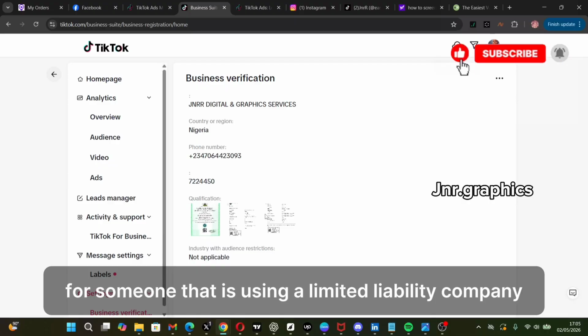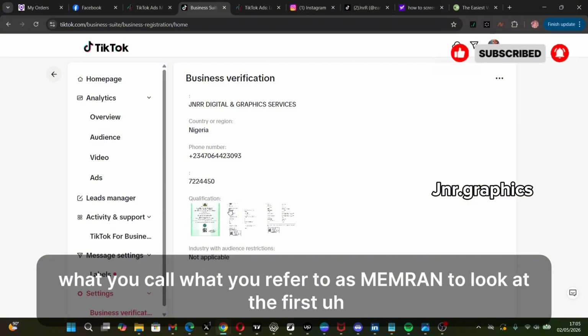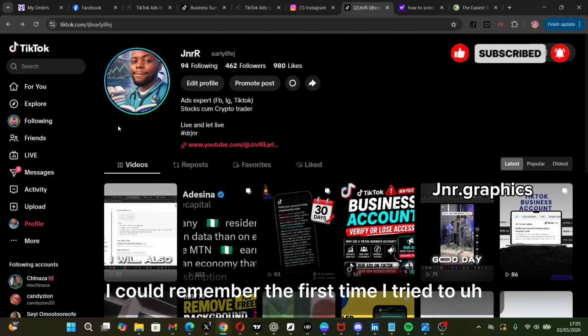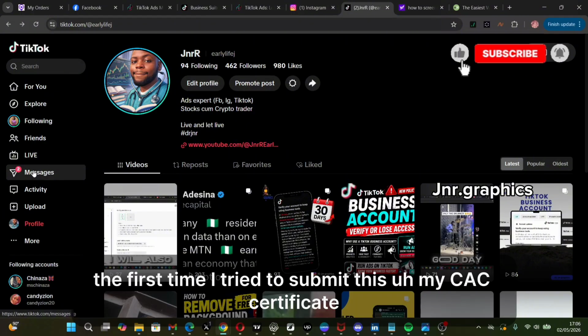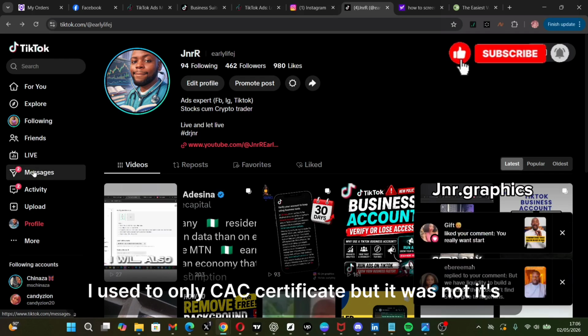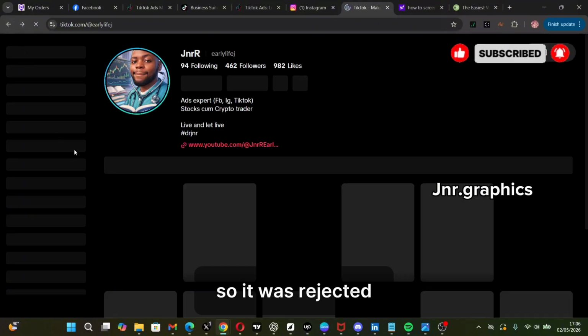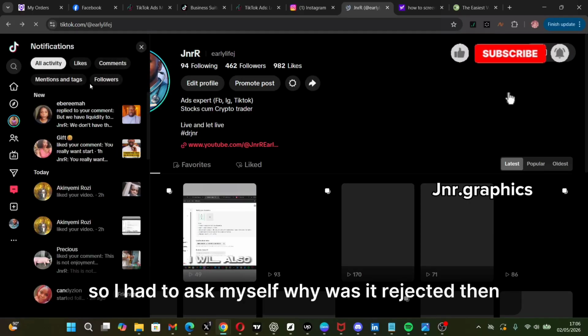For someone that is using a limited liability company, we use your limited liability company certificate and we also use what we refer to as MEMART. I remember the first time I tried to submit my CAC certificate, I used only the CAC certificate, but it was not successful. So it was rejected, and I had to ask myself why it was rejected.